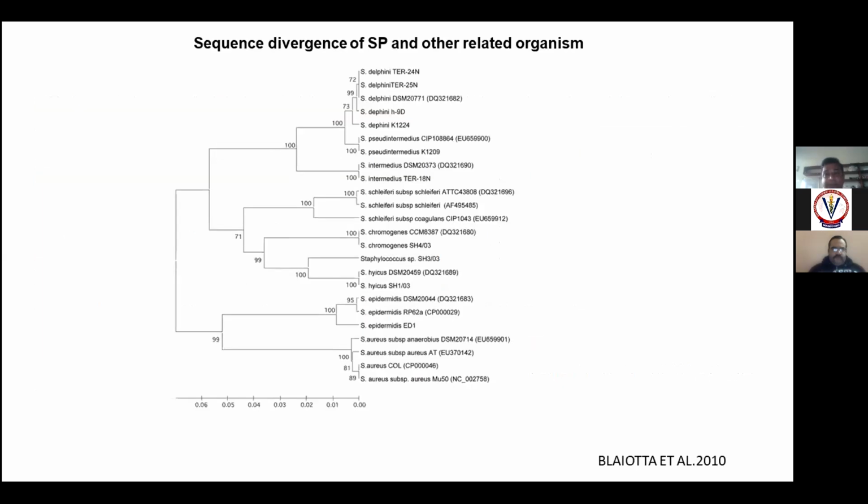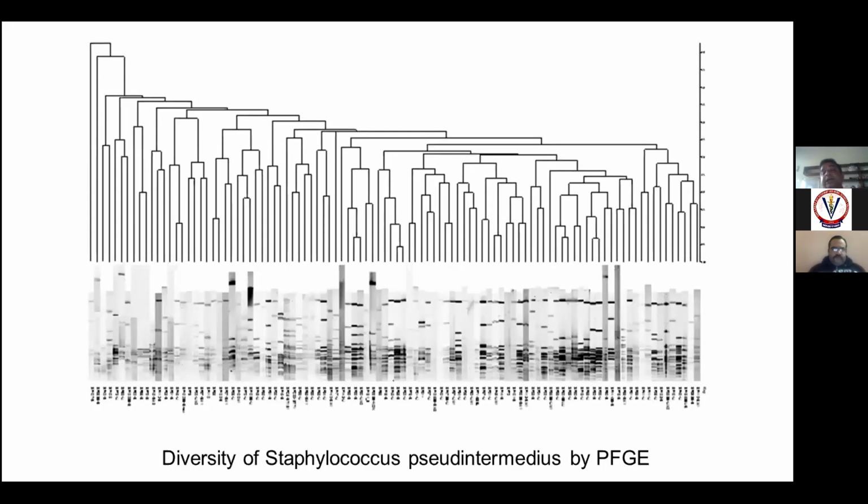And if you discuss a little bit about the sequence divergence of Staphylococcus with the other related organisms, of course the differences are there. Here they are a little bit closely associated in the phylogenetic analysis, but of course you could find differences, because that's why it is considered as one species, but they are closely associated with the sequence divergence in Staphylococcus. I was trying to say the diversity of Staphylococcus.